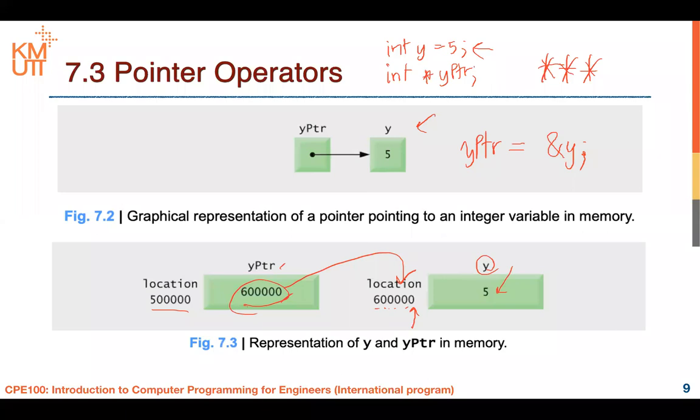Okay, up to here, do you have any question about pointer? Pointer is just an address. And Y is a variable, Y pointer. Normally, if you want to refer to a Y pointer, you can just simply define it like this, like YPTR.